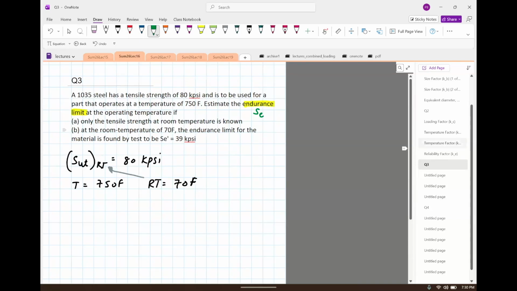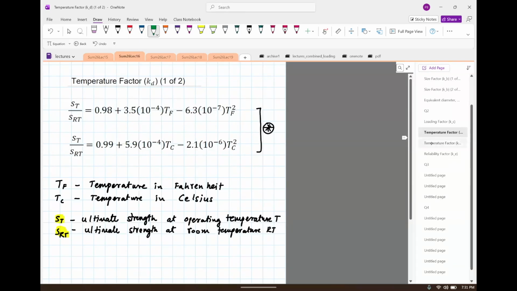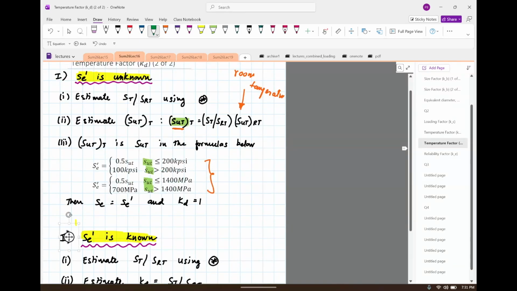This is basically these two cases. In one case, you're given SE prime, that's case B. In case A, you're not given SE prime. So let's clearly identify that.